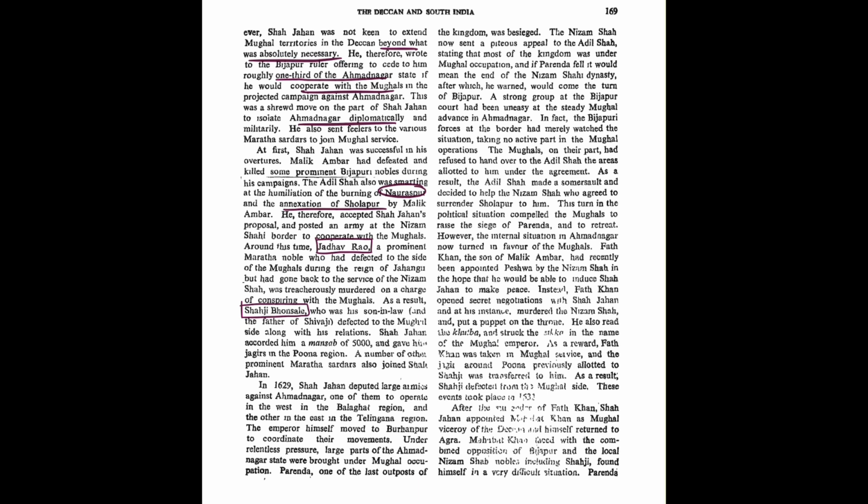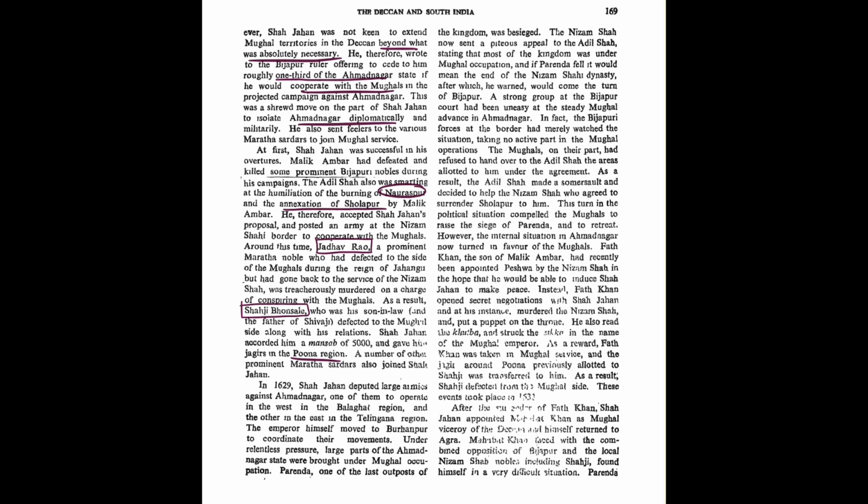Around this time, Jadhav Rao, a prominent Maratha noble who had defected to the side of the Mughals during the reign of Jahangir but had gone back to the service of Nizam Shah, was murdered on a charge of conspiring with the Mughals. As a result, Shahji Bhosle, who was his son-in-law and the father of Shivaji, defected to the Mughal side along with his relations. Shah Jahan accorded him a mansab of 5,000 and gave him jagirs in the Poona region. A number of other prominent Maratha sardars also joined Shah Jahan.